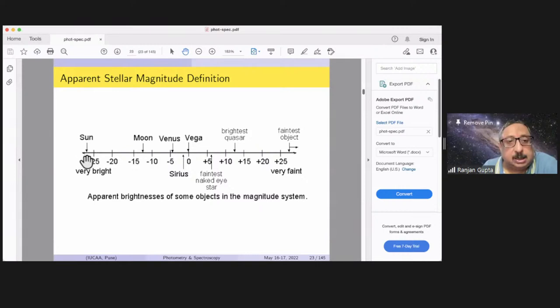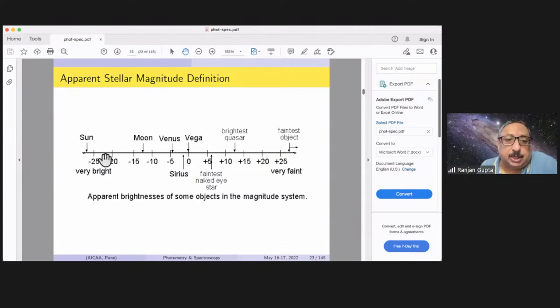Now this scale, firstly, it is all in log scale. Why log scale? Because the human eye behaves as a sensor in log scale. Everybody knows what is decibel. So our hearing is log scale, decibels are logs. Similarly, the human eye also. Which means that as a nature, when a person tries to see stars, he or she is seeing in a log scale.